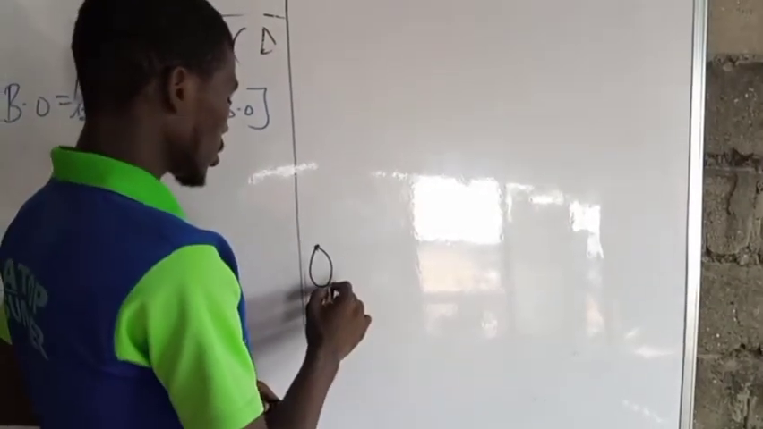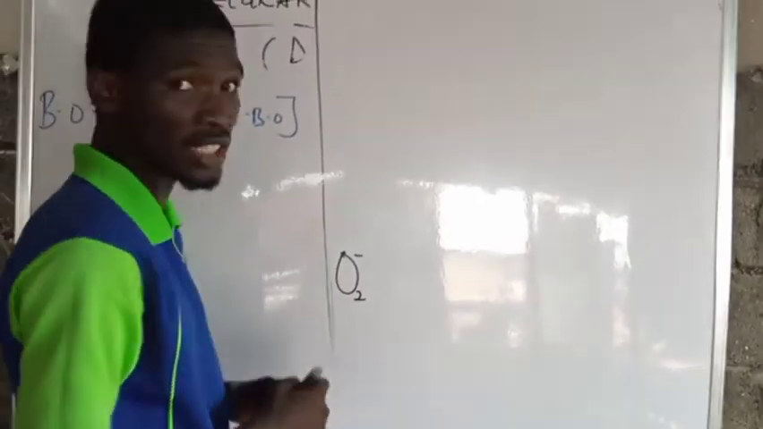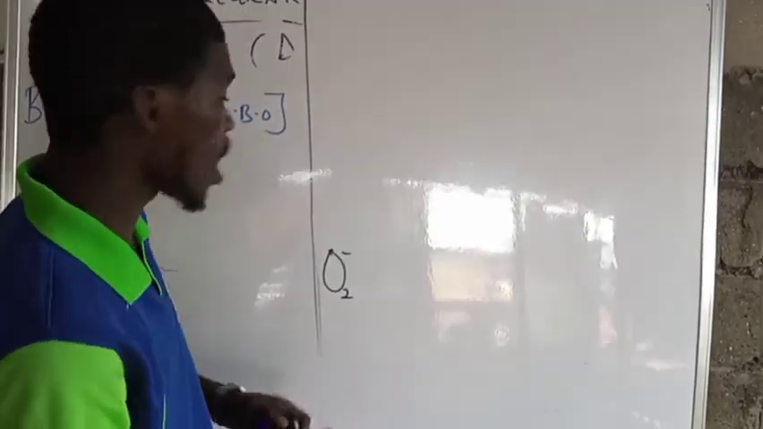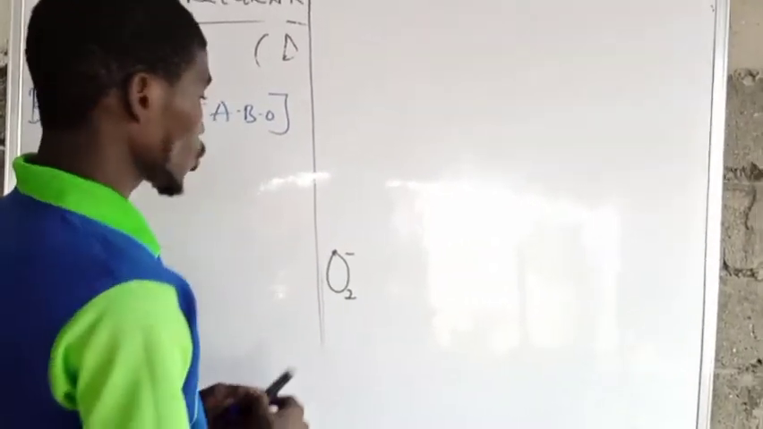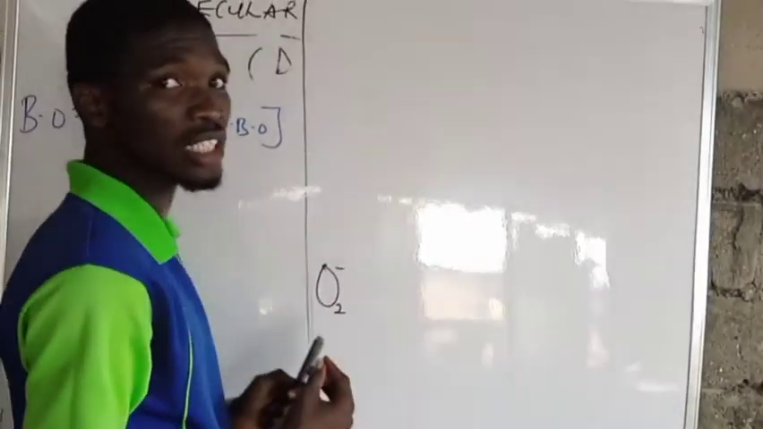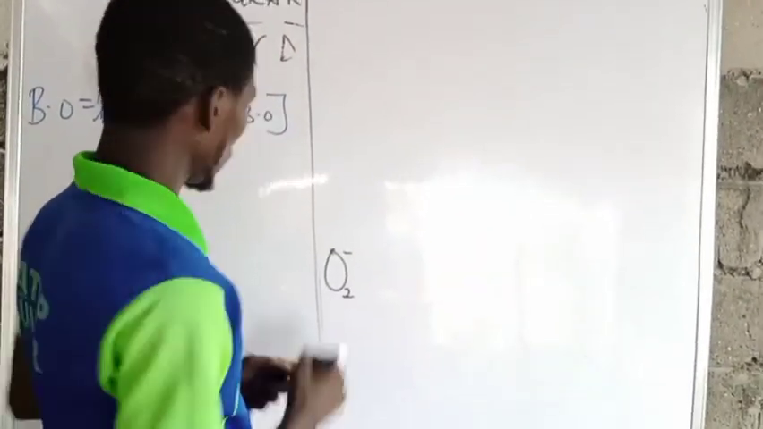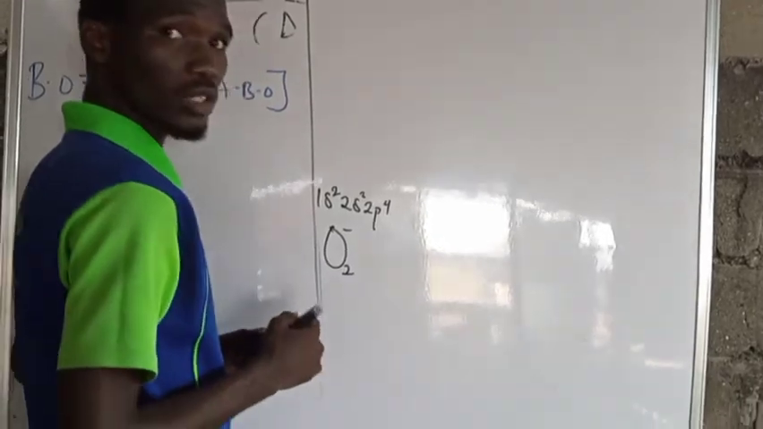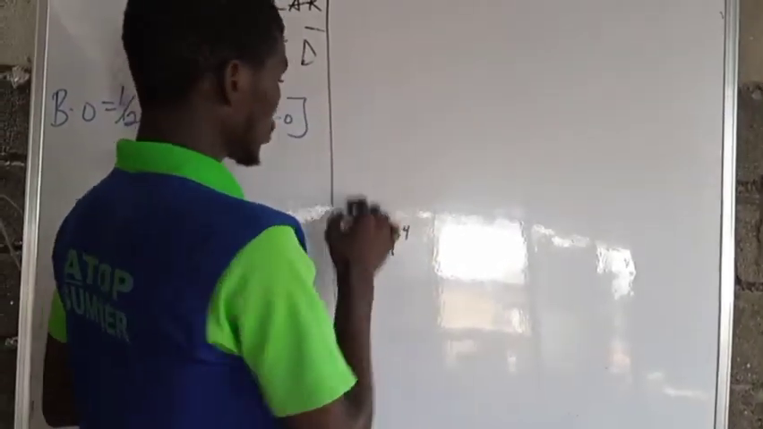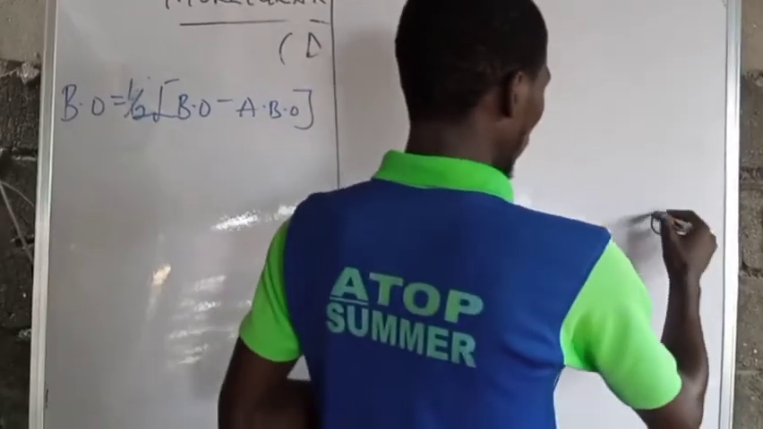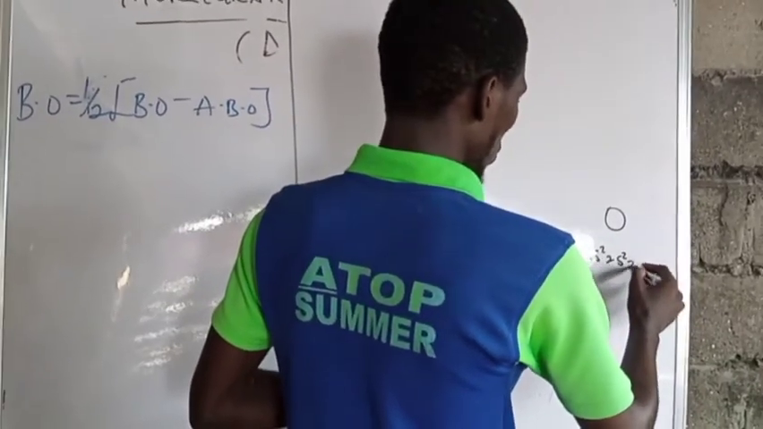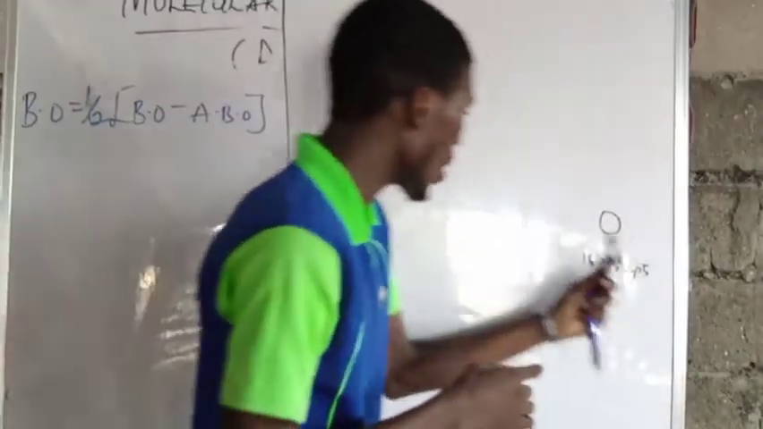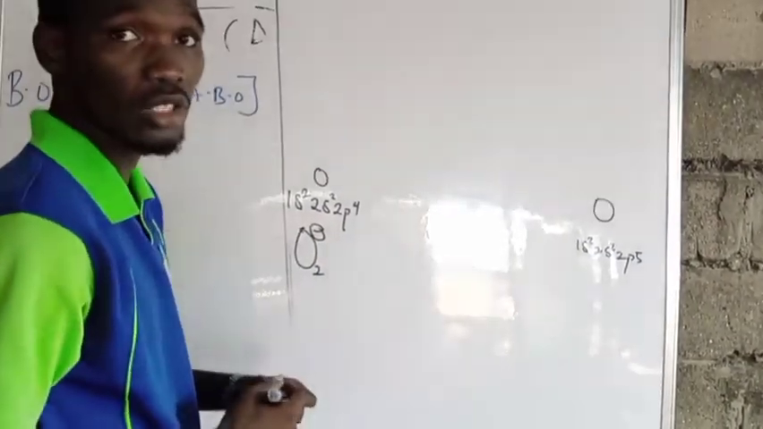So for the oxygen molecule with a negative sign, we take the electronic configuration, and don't forget the atomic number of oxygen is 8. For this negative sign, it means that oxygen accepts 1 electron. So we have 1s2, 2s2, 2p4 for the first oxygen, while the second one is 1s2, 2s2, 2p5. Don't forget the negative sign you have here makes the p orbital have 5 electrons.